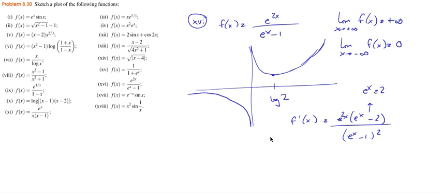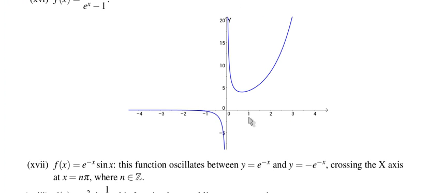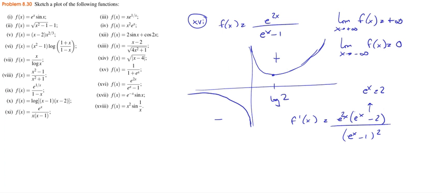That's the minimum. You might want to compute the second derivative to show that this is going to be convex and this is going to be concave, but that's pretty much it. Okay, and then two more.